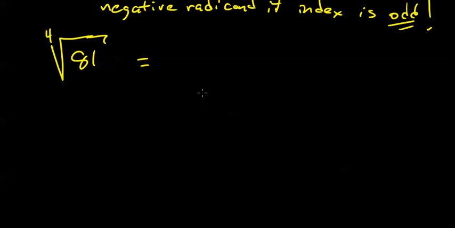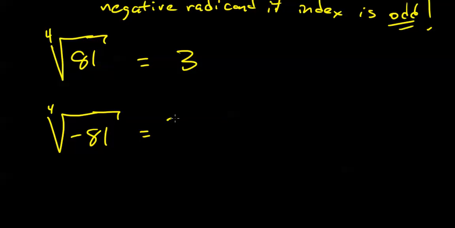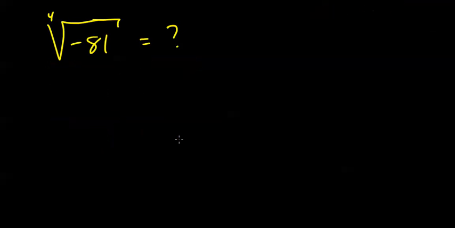Well, of course, at this point you're going to return to me the 4th root of 81 is 3, because 3 to the 4th power is 81. How about if I ask you the 4th root of negative 81? Well, let me put a question mark there for a minute.